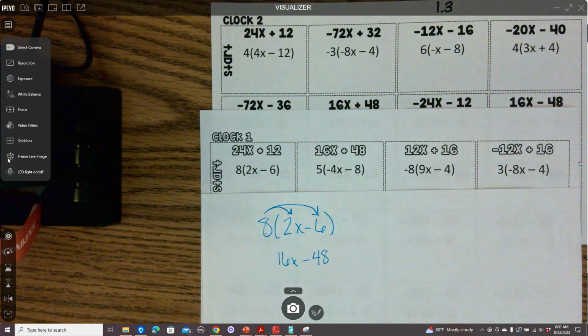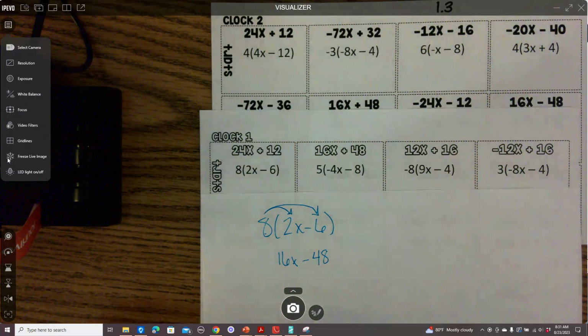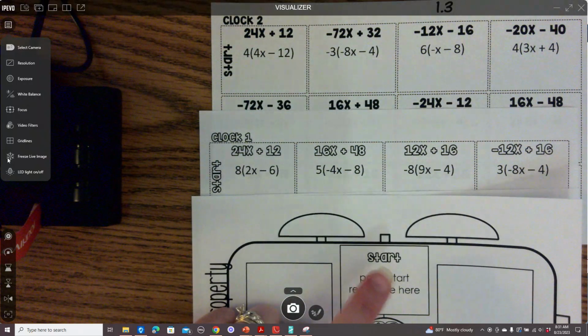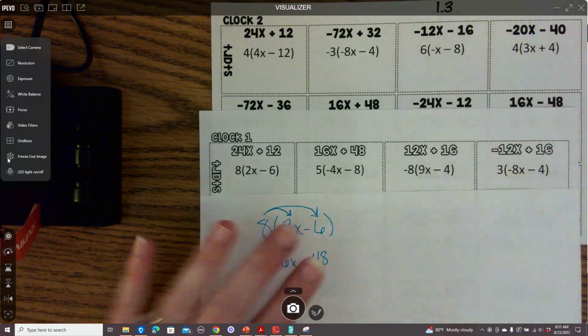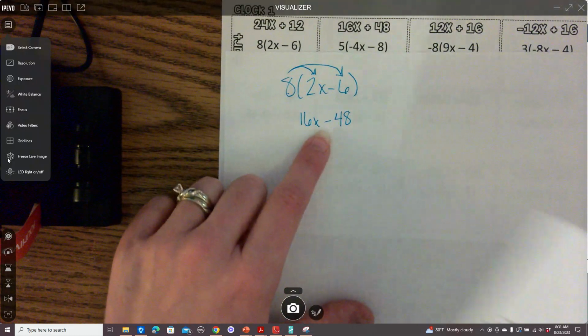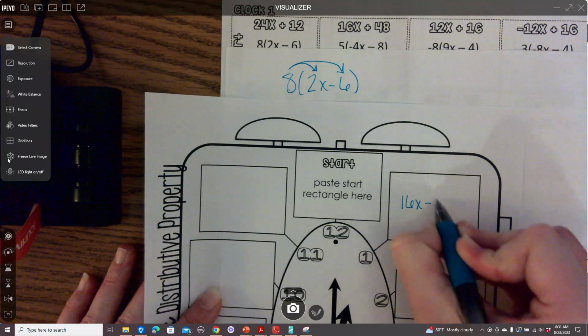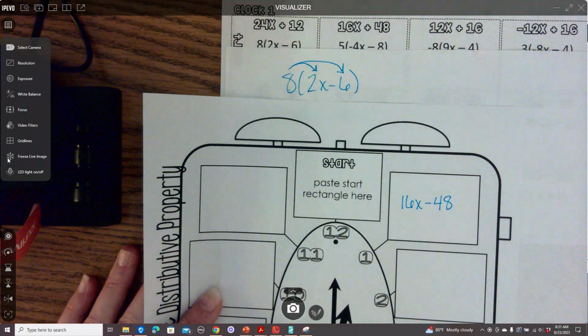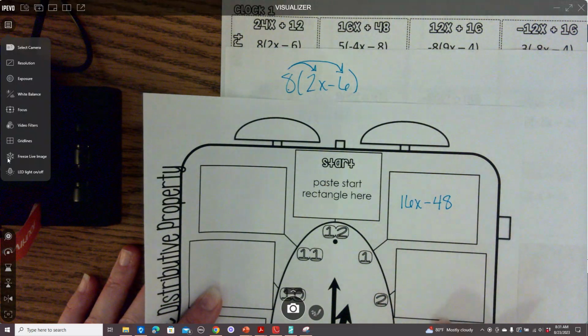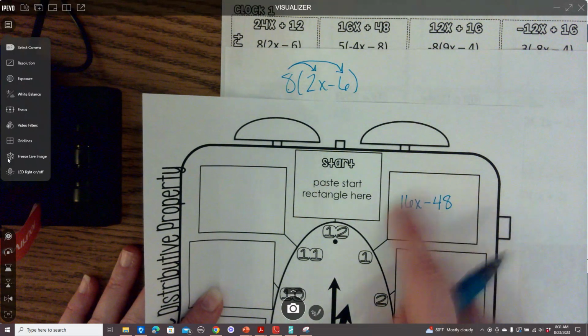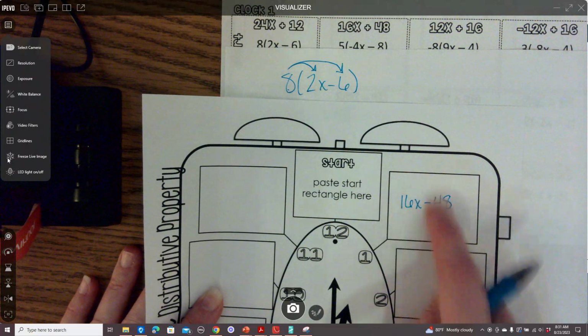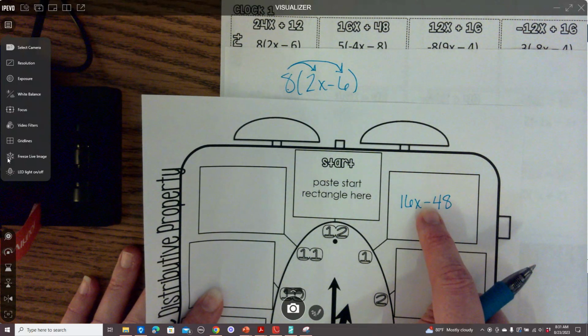So what I'm going to do on my clock, so again, I'm on clock 1. If you're not sure, look down here. So the start, I'm not worried with yet. But I want to write my new answer, my next answer, this one, 16x minus 48 here. And you can work on these boxes. If you put more than one thing in here, make sure you circle what answer we got. But clock 1 should be 16x minus 48.